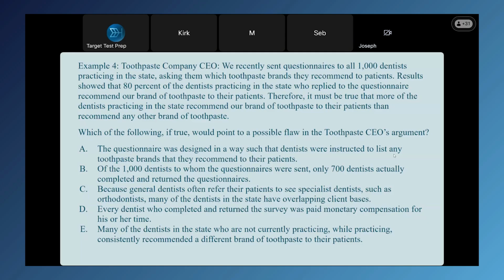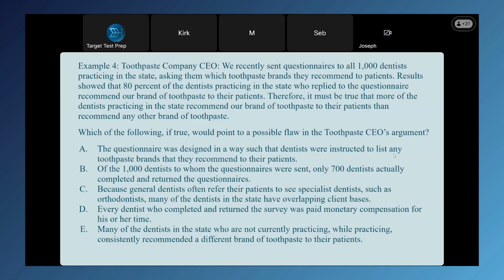toothpaste. B, of the 1,000 dentists to whom questionnaires were sent, only 700 dentists actually completed and returned the questionnaires. So this is already kind of factored into the argument. It says that results show that 80% of the dentists practicing in the state who replied to the questionnaire recommend their brand of toothpaste to patients. So it's already kind of controlled for. It's not really a logical flaw because they are already only talking about the people who answered.